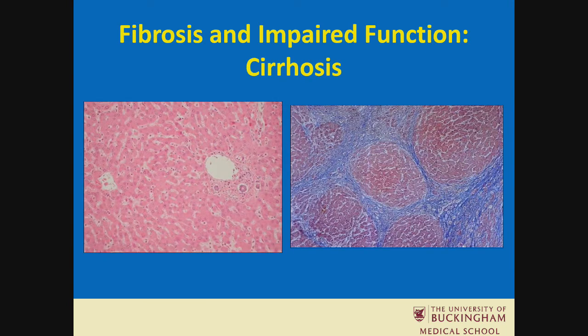This is the normal light microscopic appearance of liver tissue: the central vein, and all these cords of hepatocytes in a very regular pattern, radiating cords of hepatocytes. But in cirrhosis, there are nodules of regenerating hepatocytes surrounded by fibrous tissue. That normal architecture is completely lost, and there is a lot of nodular regeneration and fibrosis.